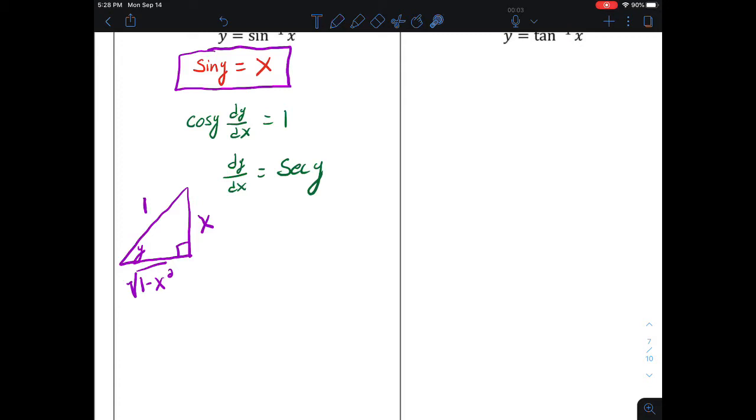Now, we go back and say, all right, our derivative of y with respect to x is equal to secant of y. Secant of y, in terms of right triangle trig, will be hypotenuse over adjacent. So dy over dx is going to be equal to 1 over the square root of 1 minus x squared. So that is the derivative of inverse sine.